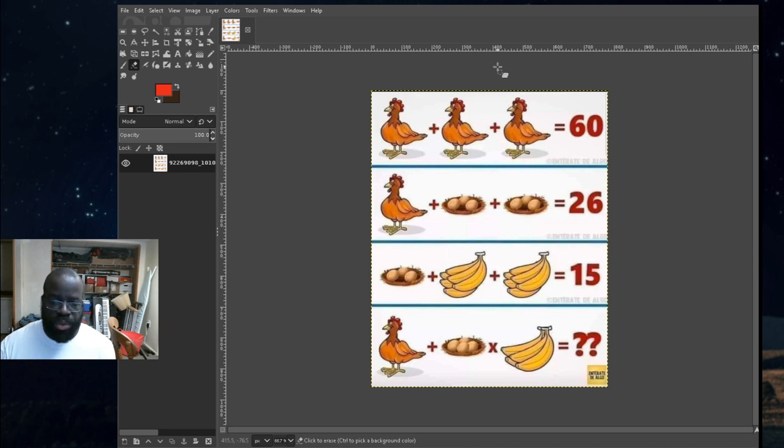I'm just going to go ahead and write through this. We establish each chicken is worth 20. A basket of eggs is equal to each one represents 1. And for bananas, the same thing. Every banana represents 1. And this means we end up with 4 times 4 plus 20. And that's how we get our answer, 36.